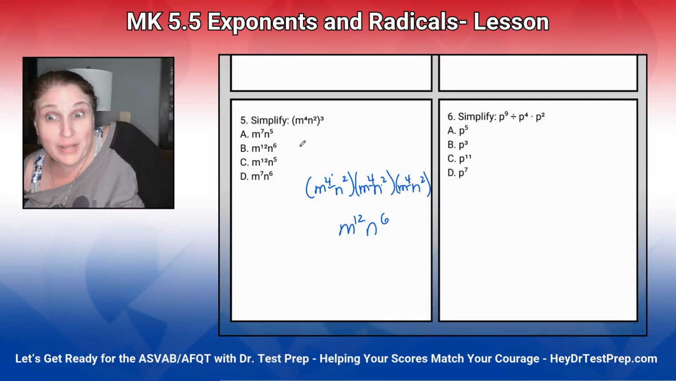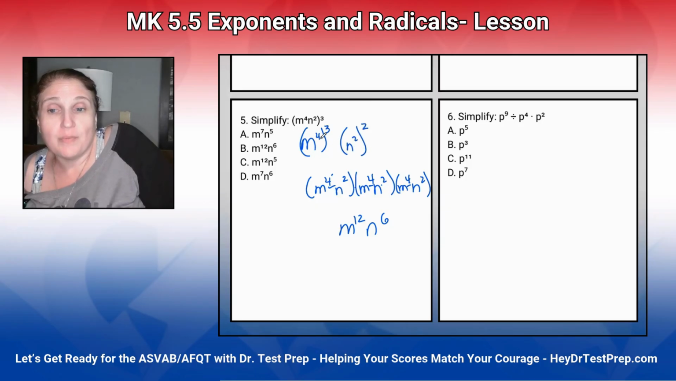But the faster way is saying m to the 4th cubed times n squared cubed. 4 times 3 is 12. 2 times, oh, this should be a 3. 2 times 3 is 6.